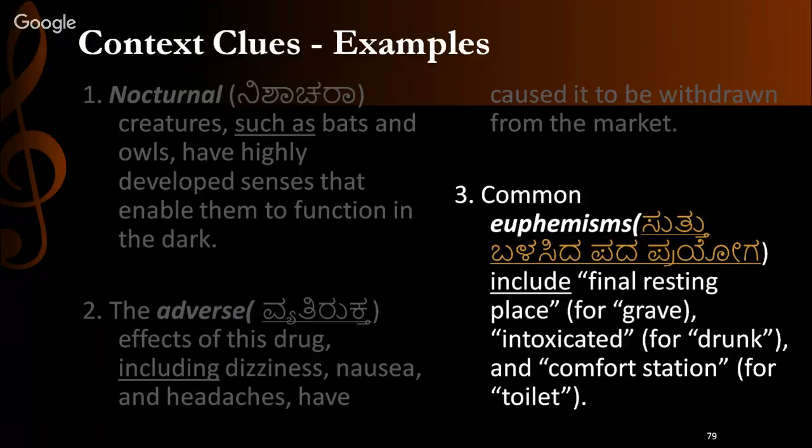Common euphemisms include final resting place for grave. So we use a more acceptable term instead of an unpleasant term, and we call it a euphemism. Grave is a kind of cemetery, which makes us a little uncomfortable, so we say final resting place. Intoxicated for drunk, comfort station for toilet.